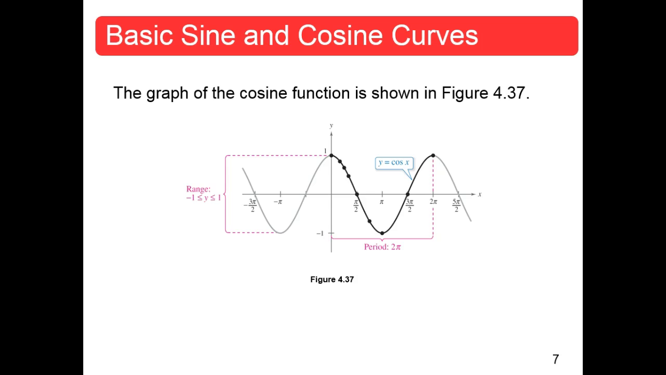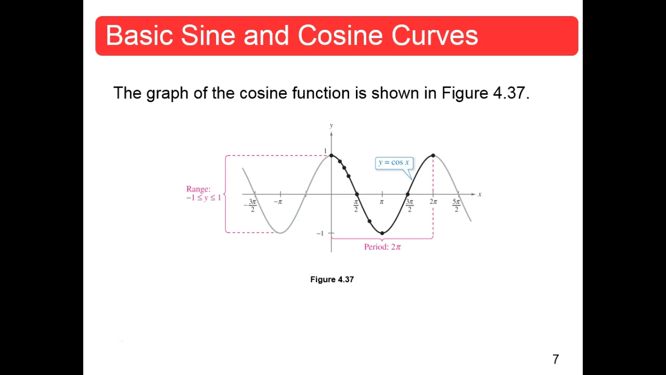Now, how about the cosine curve? The difference with the cosine curve, cosine of 0 is 1 because it's the x value. And cosine of 0 on the unit circle is over here, the value being 1. So it starts up here at 1. At pi halves, it's down to 0. Pi, it's negative 1. 3 halves pi is 0 again. And 2 pi is back where it started. So the cosine curve also has a period of 2 pi.